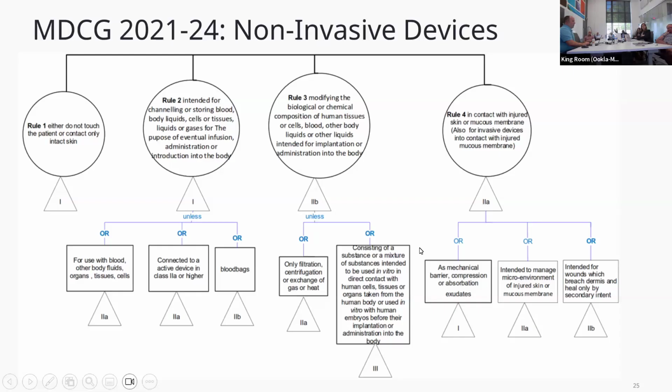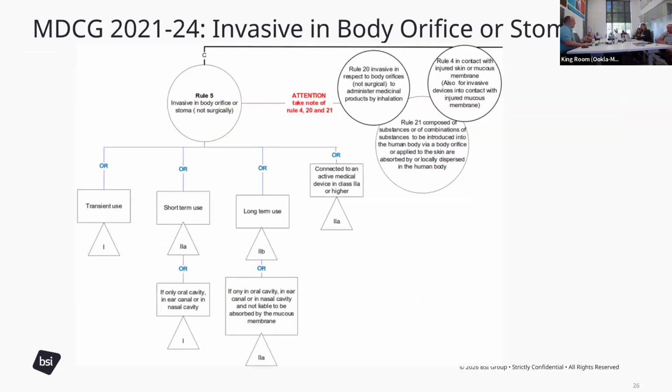Really, the biggest thing here is if you have a medicinal agent, that could significantly increase your classification. Devices going through a body orifice can also affect classification, but usually they're low classification devices if it's just going through a body orifice.